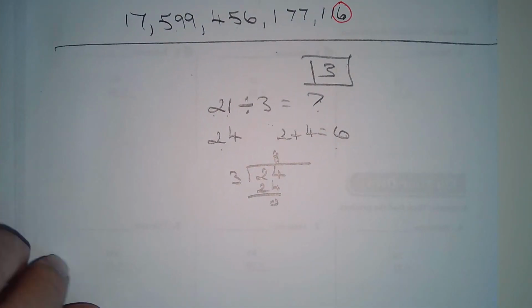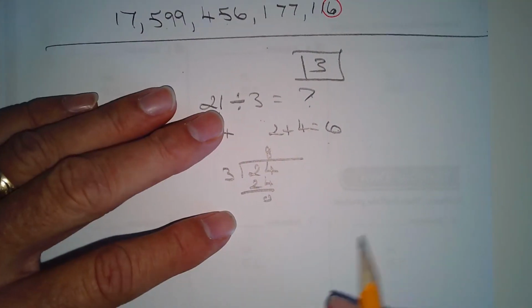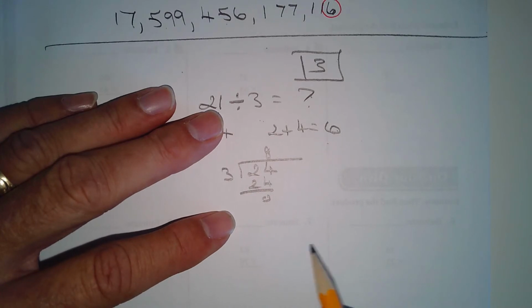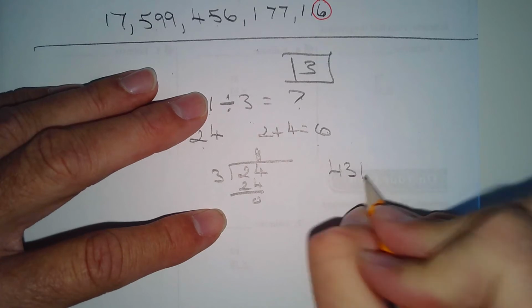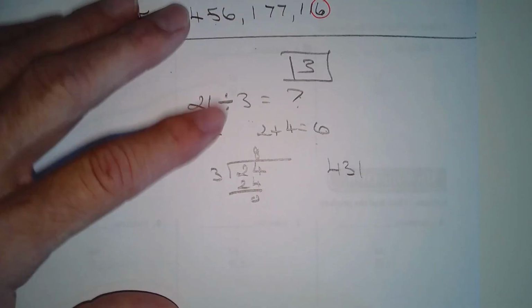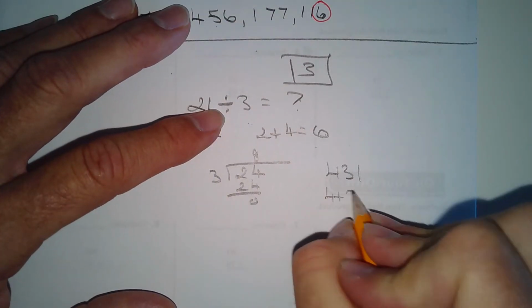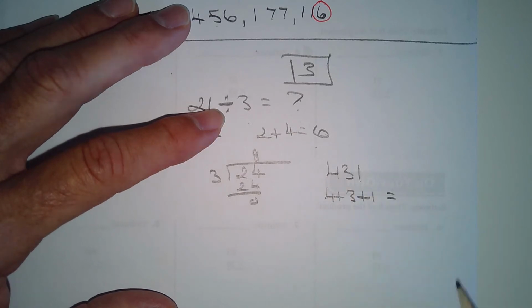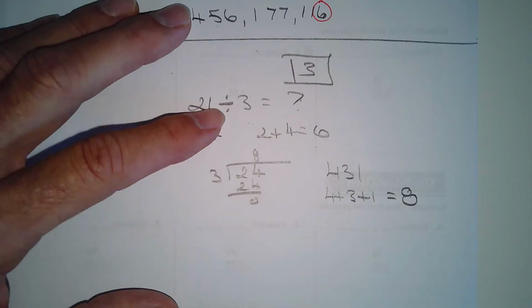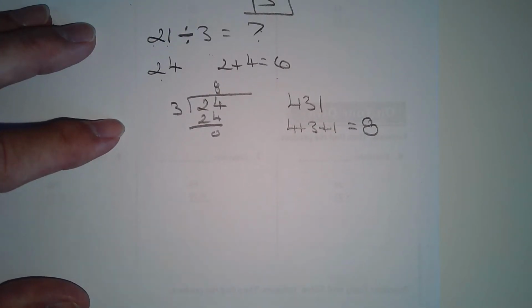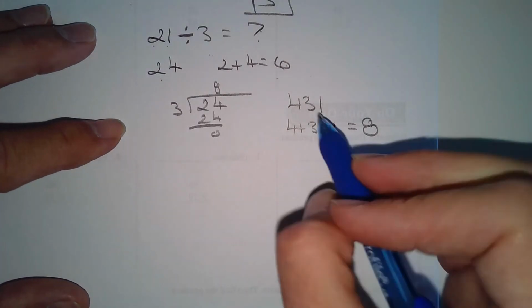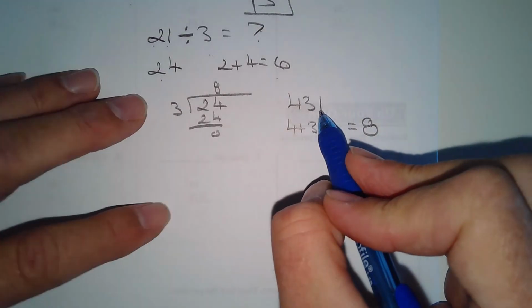How about 431? What's 4 plus 3 plus 1 equal? 8. Does 3 go into 8? No, so that wouldn't work. So that's not divisible evenly by 3.